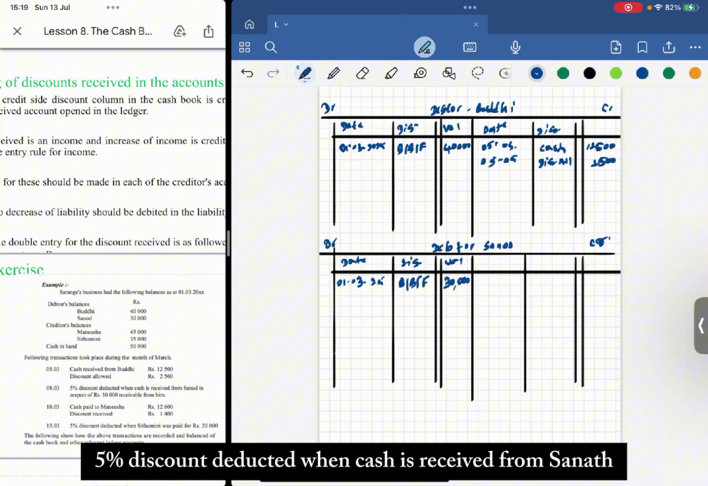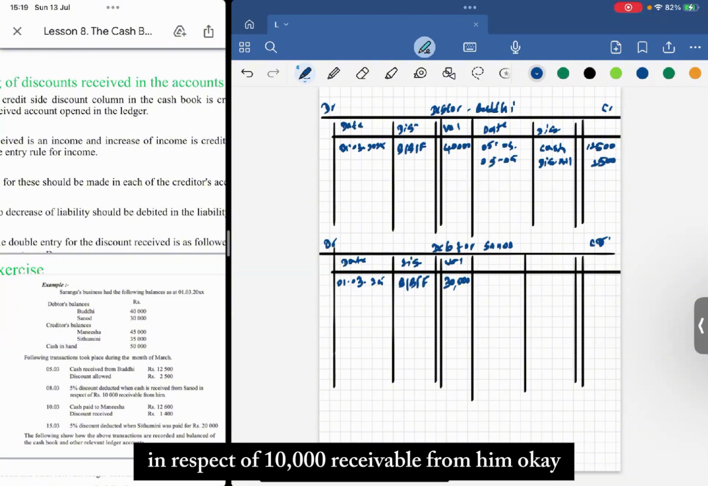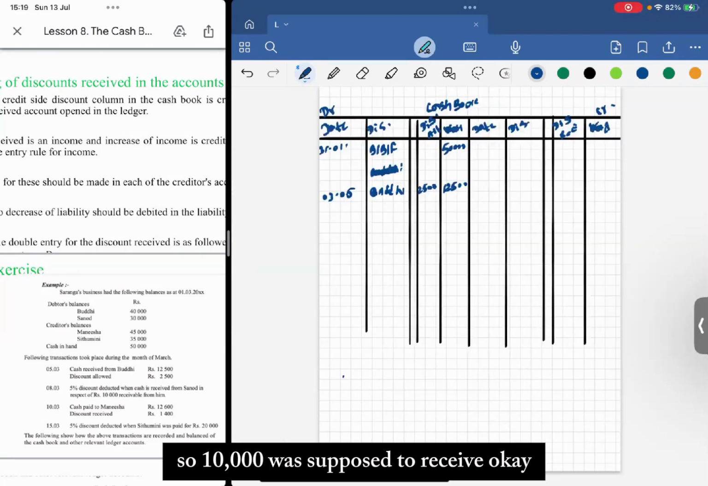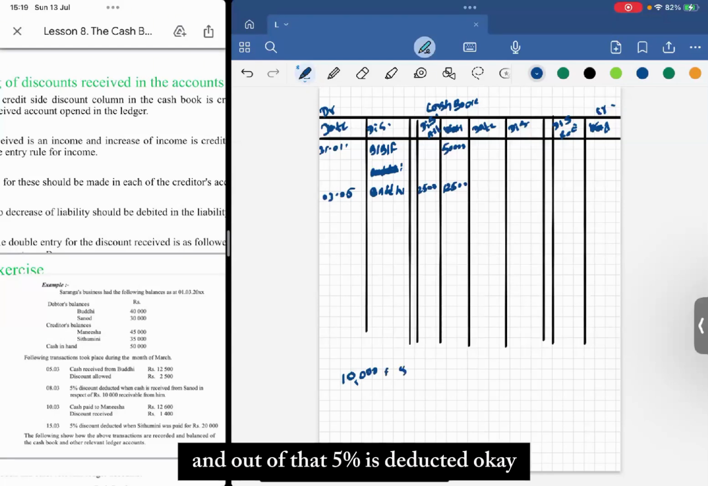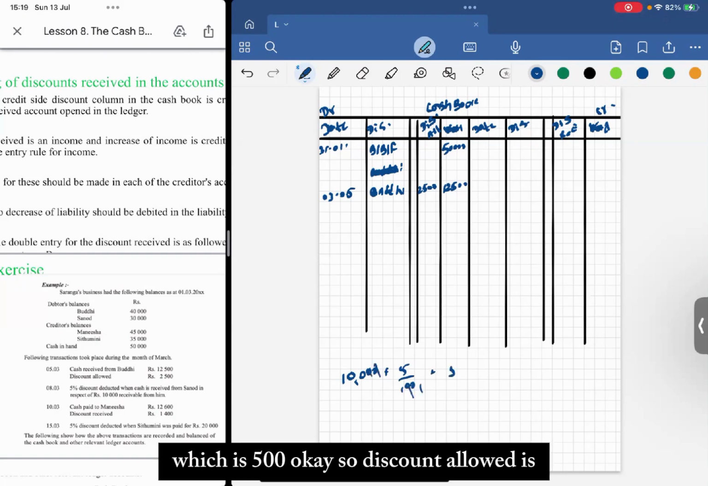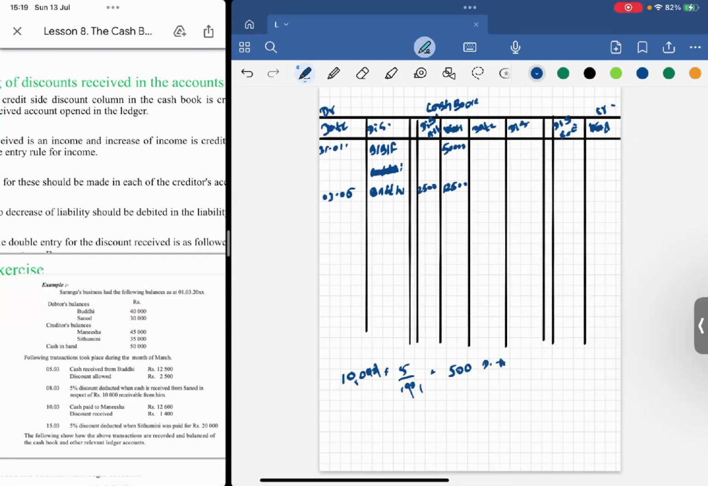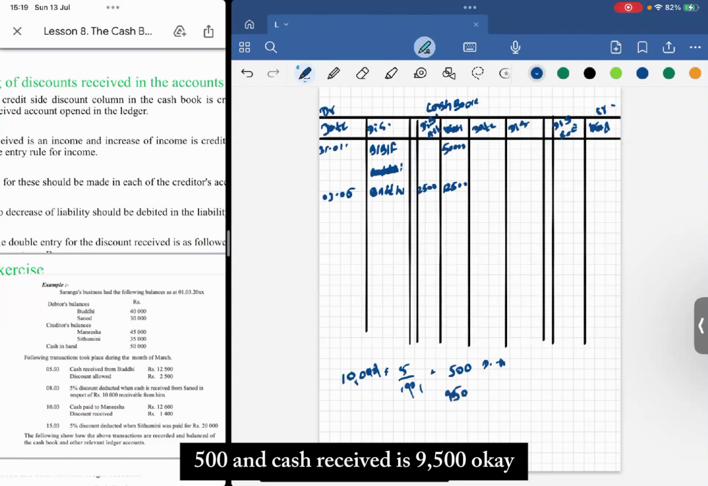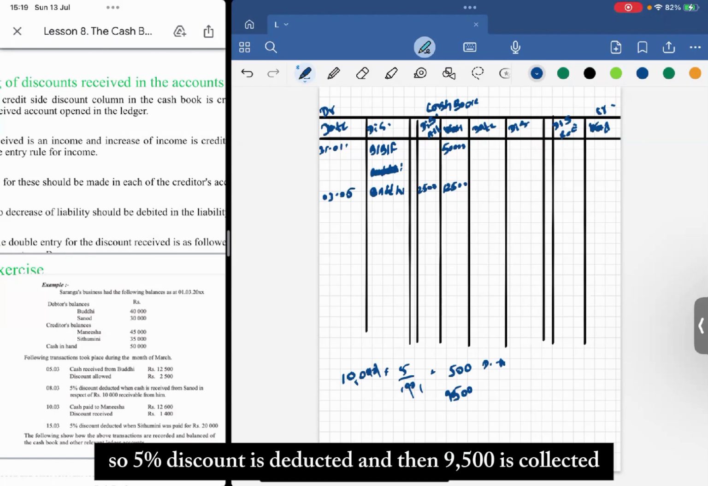Then, 5% discount deducted when cash is received from Sanod in respect of 10,000 receivable from him. So 10,000 was supposed to be received, and out of that, 5% is deducted, which is 500. So discount allowed is 500 and cash received is 9,500. The transaction amount is 10,000, so the 5% discount is deducted, and then 9,500 is collected.